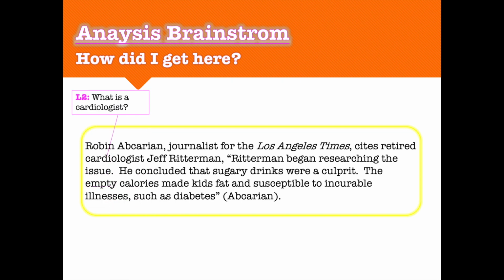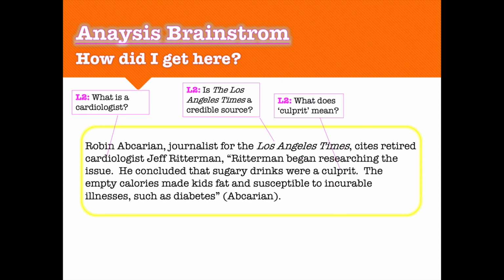So my first question was, what is a cardiologist? That word seems pretty key because it is part of this Jeff Ritterman guy's credentials. What is the Los Angeles Times, and is it a credible source? I know that being from the Bay Area, I don't really read SoCal local newspapers, but maybe it's a widely read source, just like the San Francisco Chronicle is a widely read source up here in Northern California. What does culprit mean? If I am not sure what culprit means, if I'm a younger writer or reader and I've never heard this word before or I've never seen it in this context, I'm going to want to make sure I understand what that means. It means at fault or the criminal, the reason for why something wrong is happening.